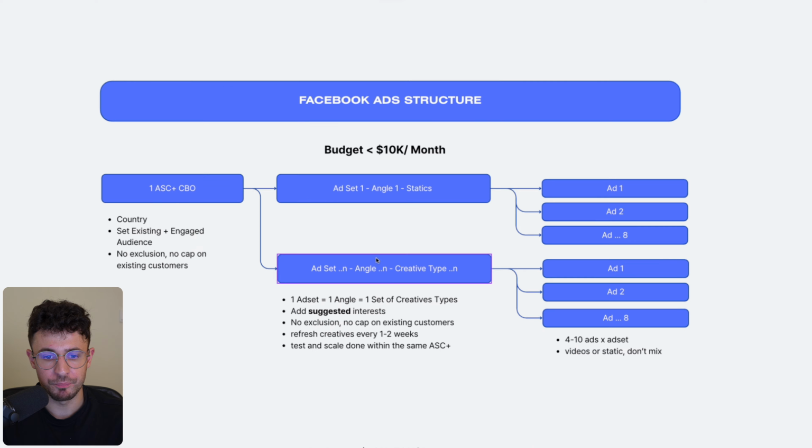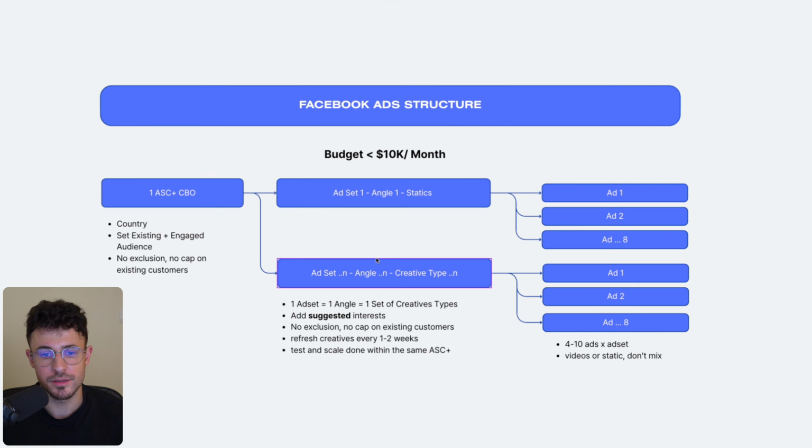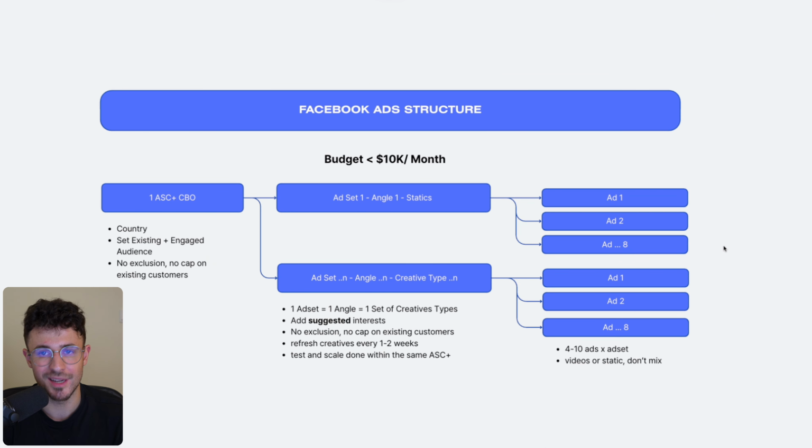Let's start with a case scenario in which you're spending less than 10k or around 10k a month. In this case, what you need is basically just one Advantage Shopping Plus CBO campaign, where you usually have one country. You have the proper audience setup in terms of existing and engaged audience.